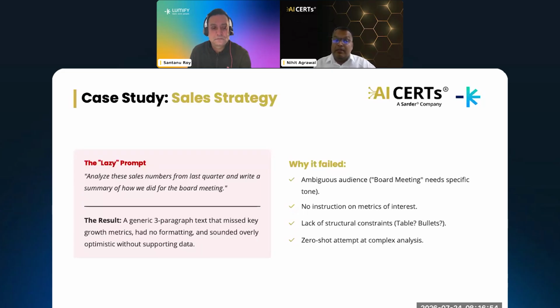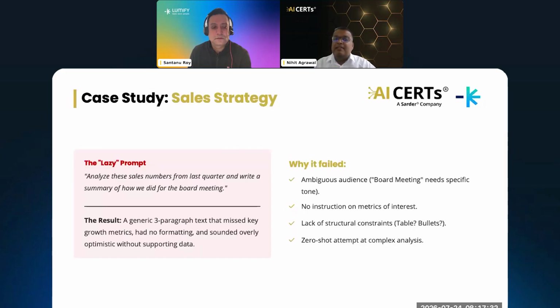So the question is, why did this happen? The first problem here is audience ambiguity. The prompt mentions a board meeting, but it never explained what executives care about. Board members typically want concise insights, financial performance indicators, and strategic recommendations. Since the audience wasn't clearly defined, AI had to make a guess. The second problem is the absence of key metrics. The prompt never told AI which numbers matter. Because important metrics were not identified, AI could not prioritize the most valuable information.